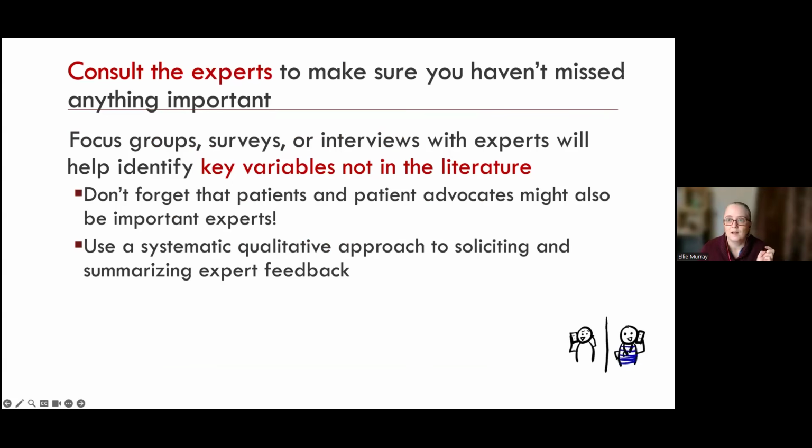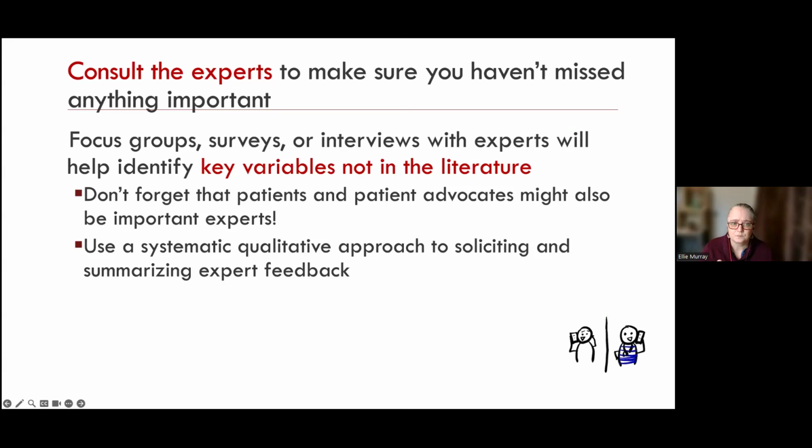Okay, and then once we've done the systematic scoping review, the next thing we want to do is to consult with the experts to make sure that we haven't missed anything important. Every time that we've done it, we found something that wasn't in our scoping review, so it's been really valuable. This could take the form of focus groups, surveys, or interviews with experts. We're looking for key variables that we did not find in our scoping review that should be there.